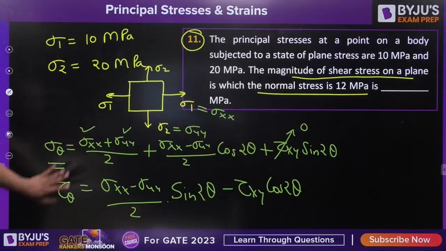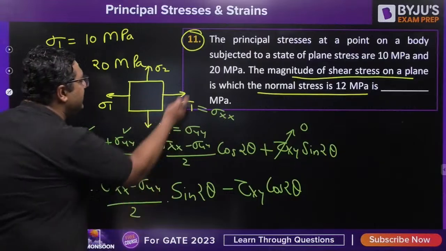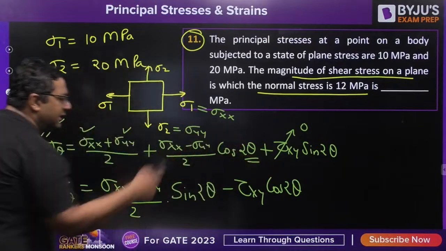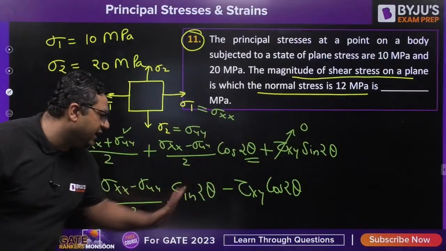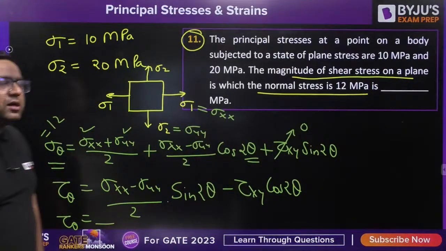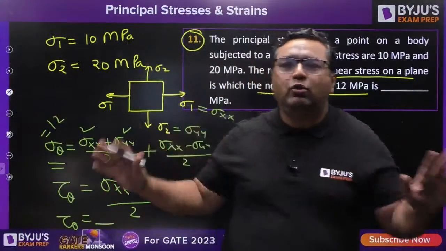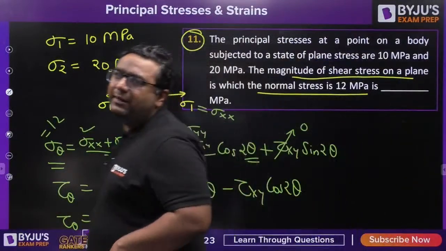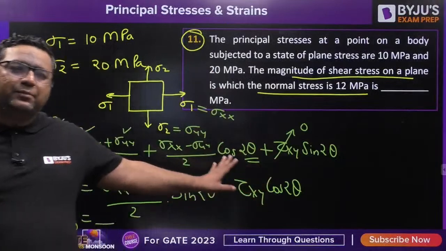So what you need to do: sigma 1 and sigma xx are the same, sigma 2 and sigma yy are the same, tau xy is 0 because there is no shear. Sigma theta is 12. You can find theta from here, put the value of theta in the formula, and you will get the value of tau theta. This is the analytical method. Those students who don't know about Mohr circle can also solve this. But from Mohr circle it can be done very easily. That also I am telling you.